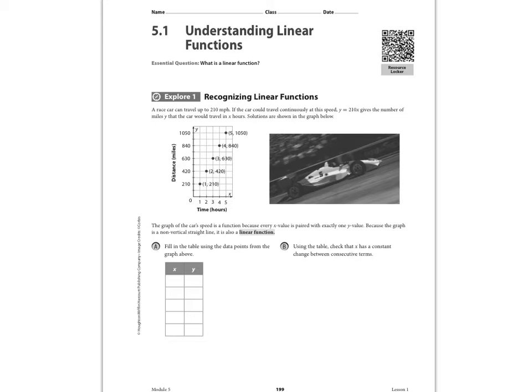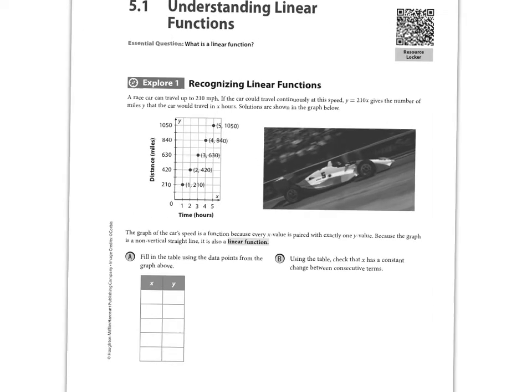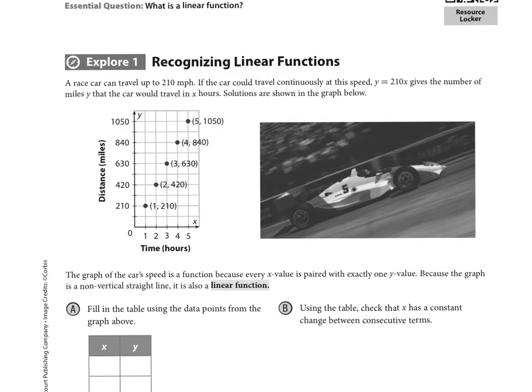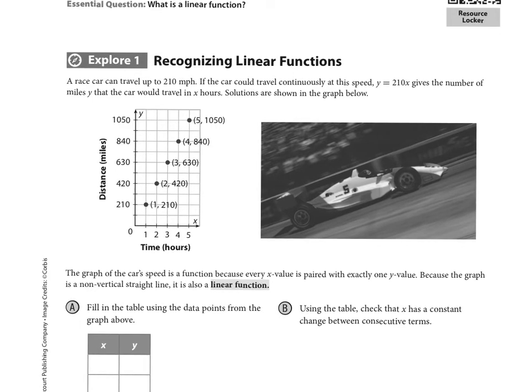The essential question is, what is a linear function? The Explorer that we're going to take a closer look at here is about a race car that can travel up to 210 miles per hour. If the car could travel continuously at this speed, y equals 210x gives the number of miles y that the car would travel in x hours. Solutions are shown in the graph below. So we have 5 solutions to this situation, to the equation shown in the graph.